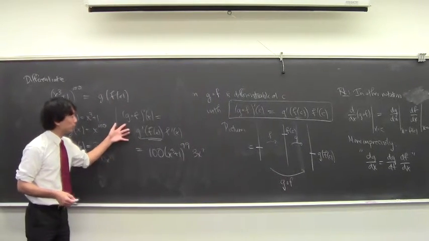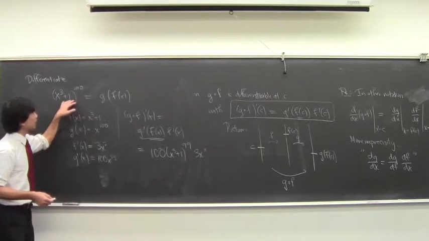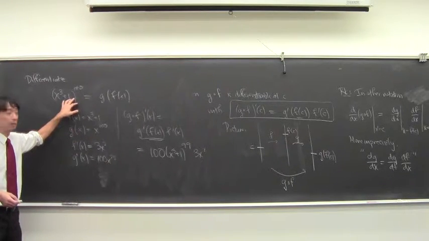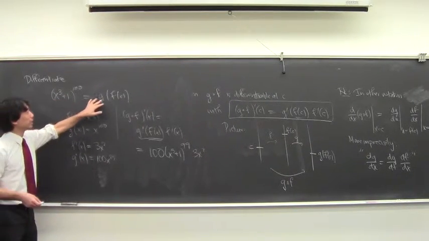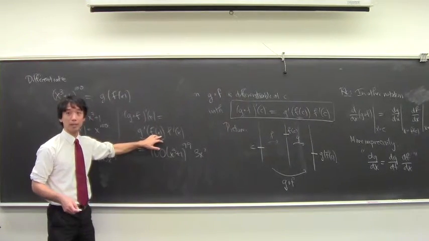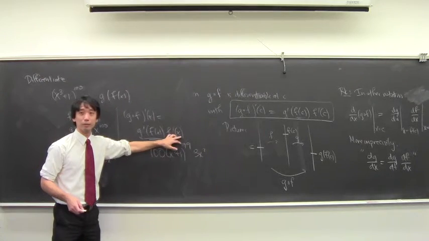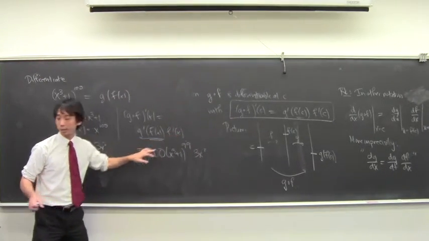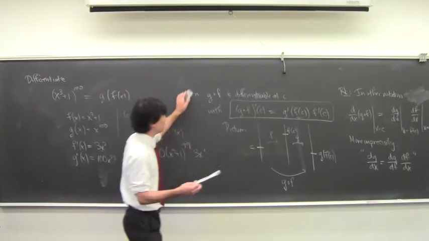So that's how you use the chain rule. You recognize the thing as a composition. You differentiate the outside guy, evaluate it at the inside guy, multiplied by the derivative of the inside guy. Pretty simple.